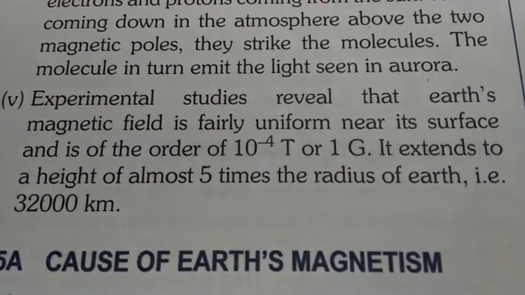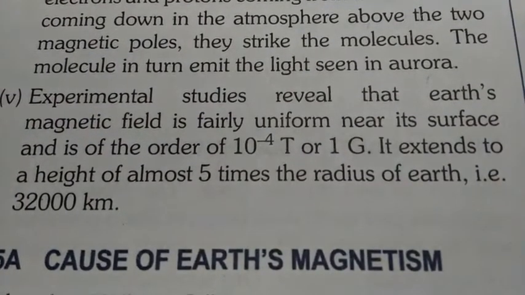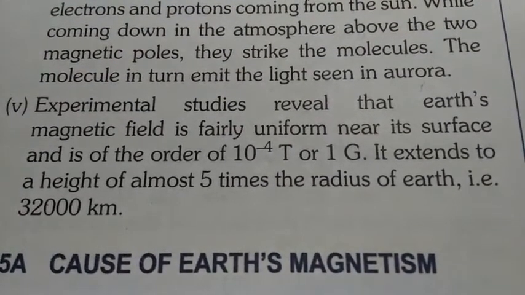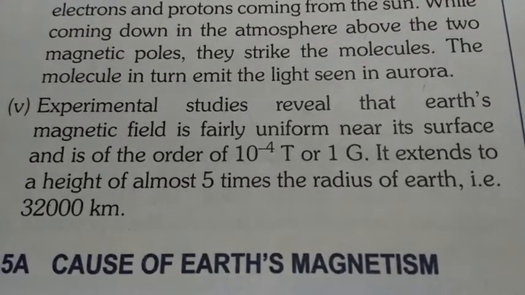Then fifth and last point, experimental studies reveal that Earth's magnetic field is fairly uniform near the Earth's surface, and it is of the order of 10 to the power minus 4 Tesla or 1 Gauss. It extends to a height of almost 5 times the radius of Earth, that is 32,000 kilometers. And because of Earth's magnetic field only, we are safe from hazardous effect of sun.